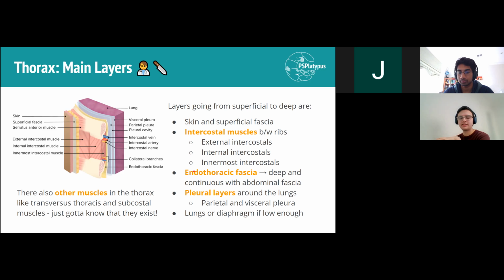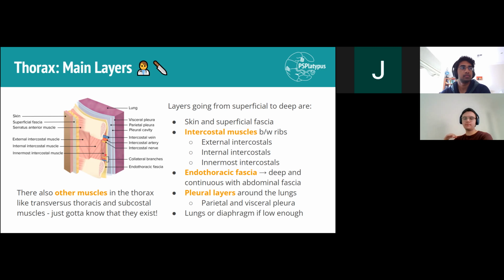Endothoracic fascia comes next. And again, this is going to be very, very common. So this is like the deep fascia of the thorax, and you'll find superficial fascia and deep fascia everywhere. In fact, I think you probably remember if you go back to upper limb, lower limb, they also have superficial and deep fascia, although it's not as important there as it is here. So you've got the endothoracic fascia, which you can see here, this yellow layer just underneath the innermost intercostal muscle.